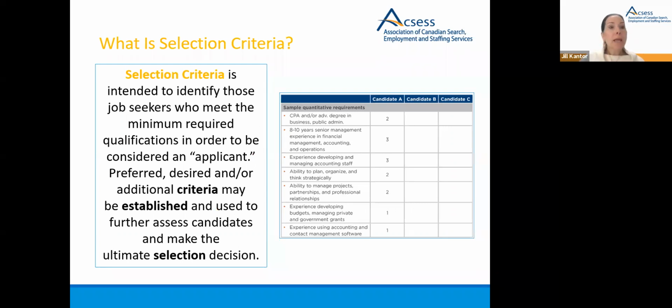But again, going back to what we talked about at the beginning of the session, we really need to know what the selection criteria is to accurately source the right candidates. And we do that by figuring out, what selection criteria do we need to use when looking for candidates? And as I mentioned earlier, for me personally, until I started training with ACSESS, I always just said recruiting. I never really used an actual term, selection criteria. It was just, I'm going to recruit people.